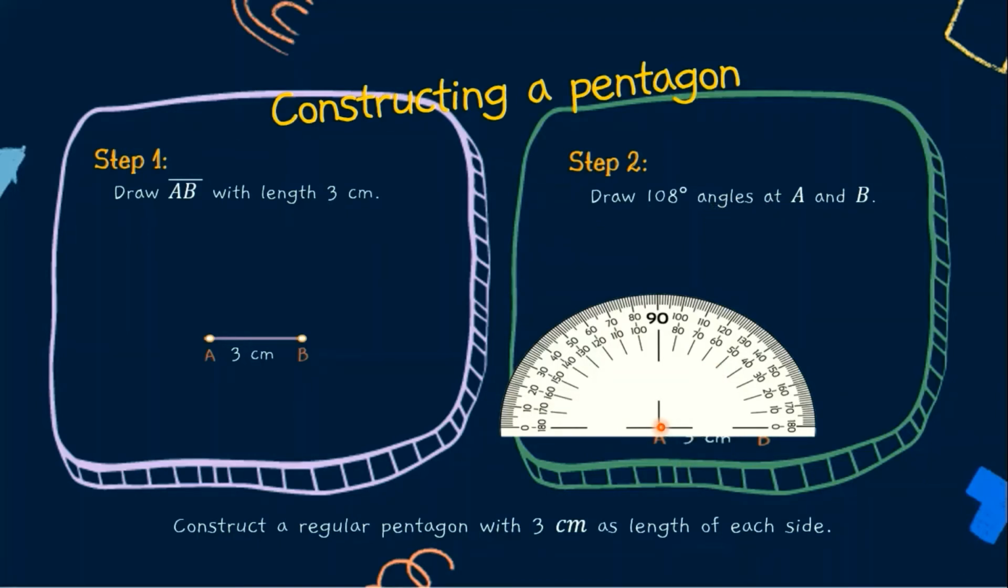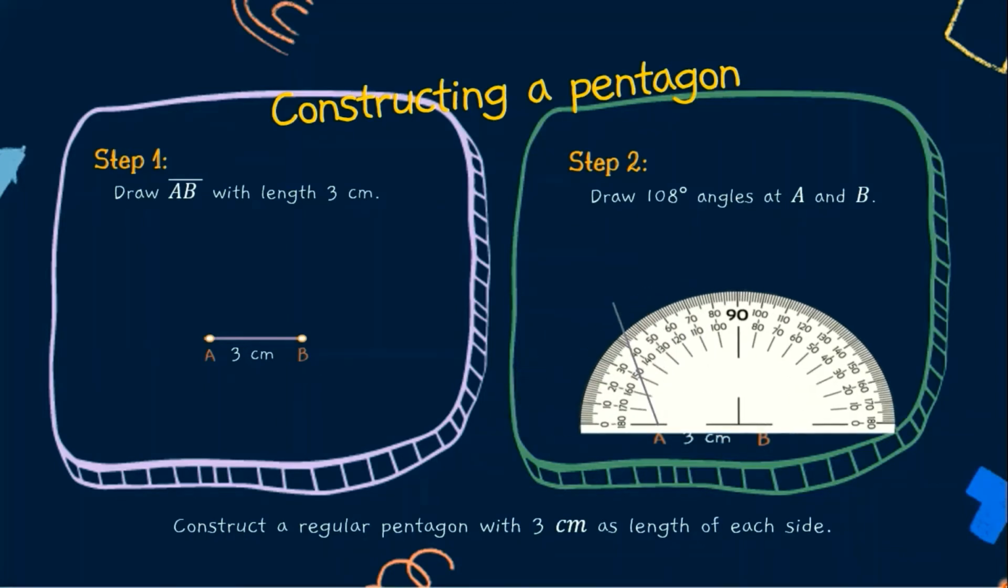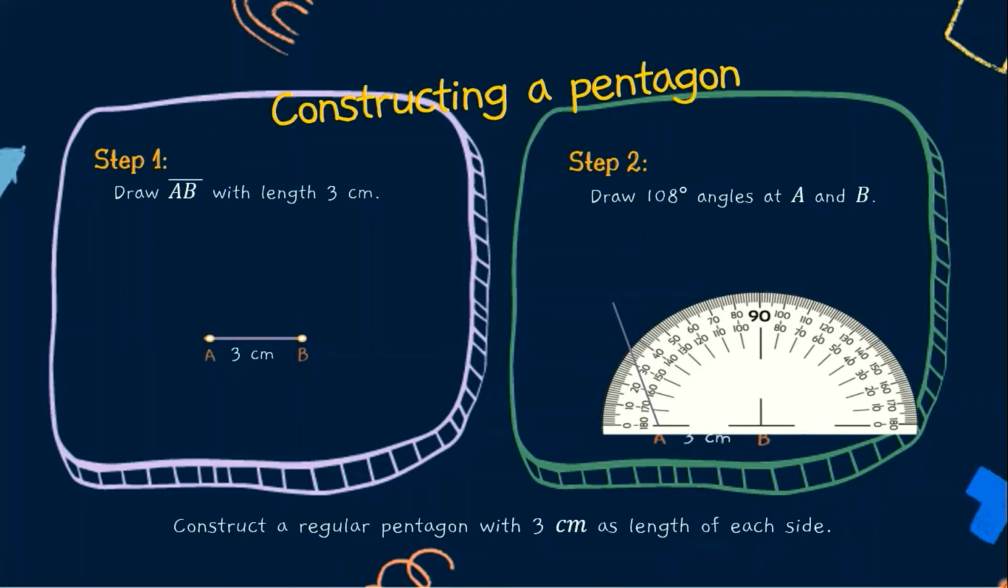Itapat natin ang center ng ating protractor dito sa point A at hanapin natin ang 108 degrees. So, from this side, 0, ito yung 108 degrees niya. Hindi siya lalagpas ng 110 degrees. Then, draw a line. Ganun din yung gagawin natin sa kabila. Sa point B naman nakatapat yung ating center ng protractor.